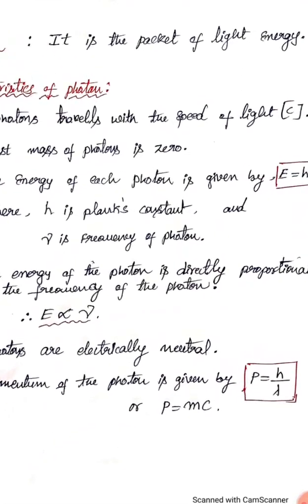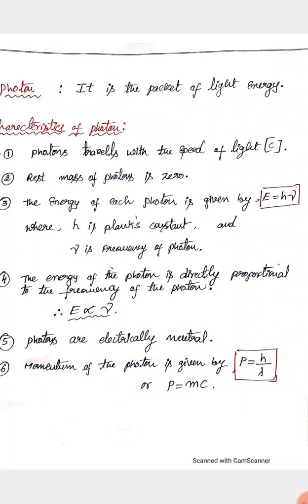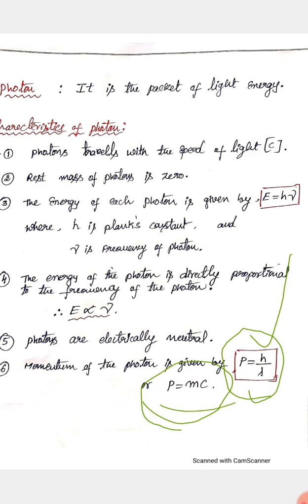The momentum of the photon is given by P is equal to h by lambda. h is Planck's constant and lambda is the wavelength. Here the momentum of the photon is given in terms of the wavelength, that is P is equal to h by lambda, or else we can use the general equation P is equal to mc. m is the mass of the photon, c is the speed of light. Why have we taken c here? Because the photon is traveling with the speed of light. These are the characteristics of the photon.